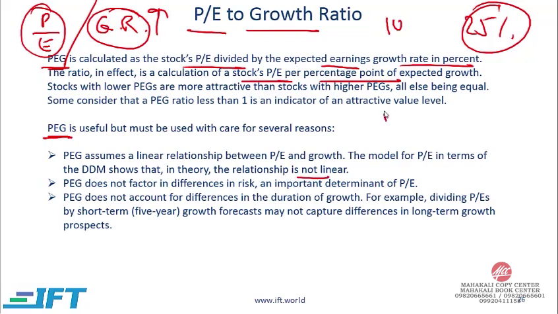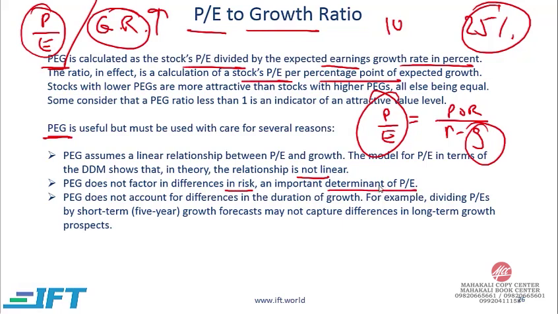If you look at the PE ratio based on fundamentals, what is this equal to? It's the payout ratio divided by R minus G. When you look at this ratio, while we do say that a high growth rate should mean a high PE, but is the relationship between PE and growth linear? It's not. Whereas the PEG ratio sort of assumes that it is. PEG does not factor in differences in risk, an important determinant of PE. Okay, that's fairly self-evident. And finally, PEG does not account for differences in the duration of growth. For example, dividing PEs by short-term or 5-year growth forecasts may not capture differences in long-term growth prospects. Fairly self-evident.